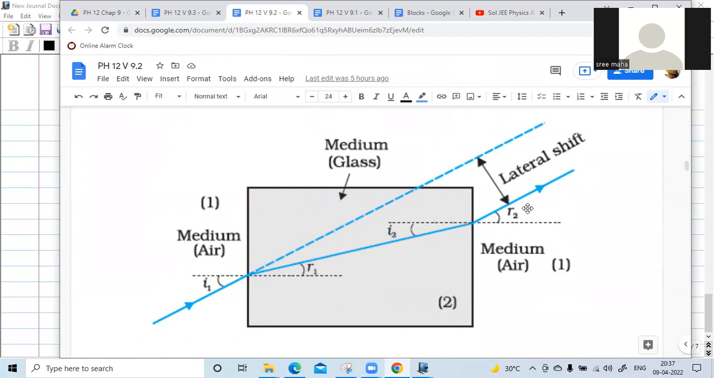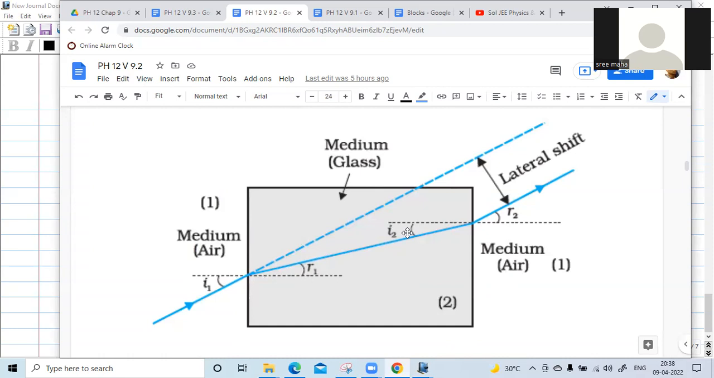Okay. So this R2 will be same as I2. Sorry, I1. This R1 and I2 will be same, because it's a rectangular glass slab. So these two sides are parallel. When these two sides are parallel, this normal is parallel to this normal. So these two are parallel lines, and there's a single line which is passing through these two parallel lines. So this angle and this angle should be same.